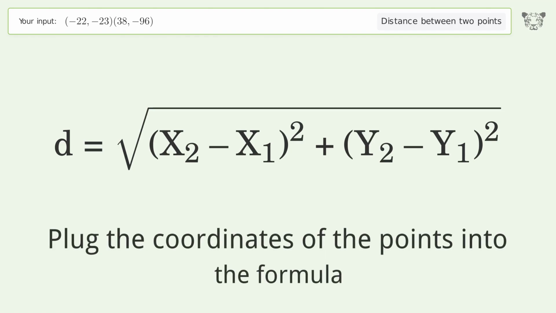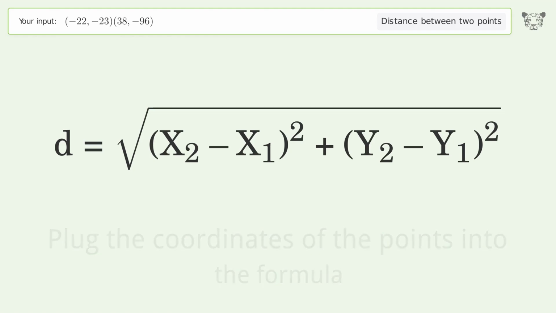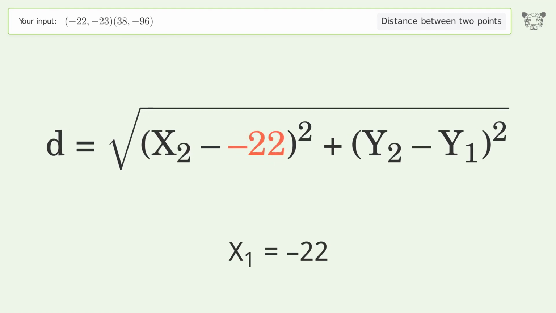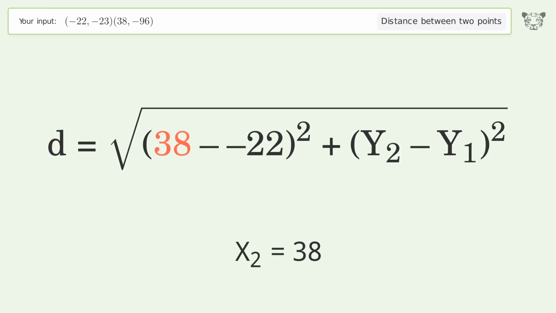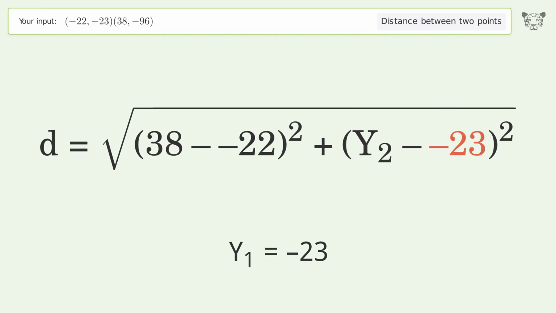Plug the coordinates of the points into the formula. x1 equals -22. x2 equals 38. y1 equals -23. y2 equals -96.